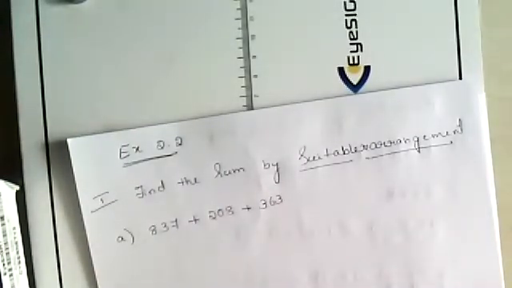So we have to find the sum by suitable rearrangements. Here they have given the numbers. The first question is 837 plus 208 plus 363. So here they have given the numbers 837, 208 and 363.